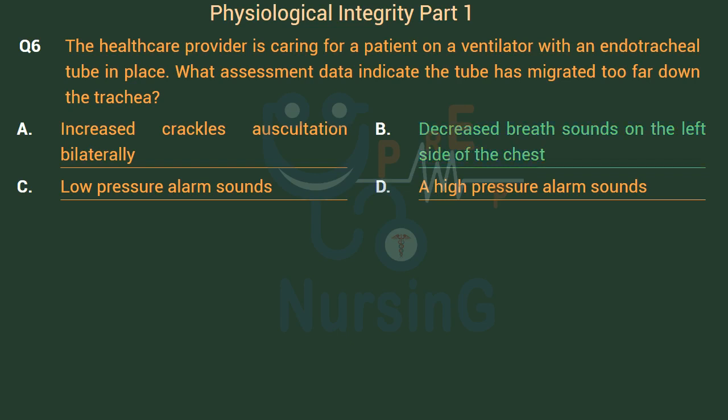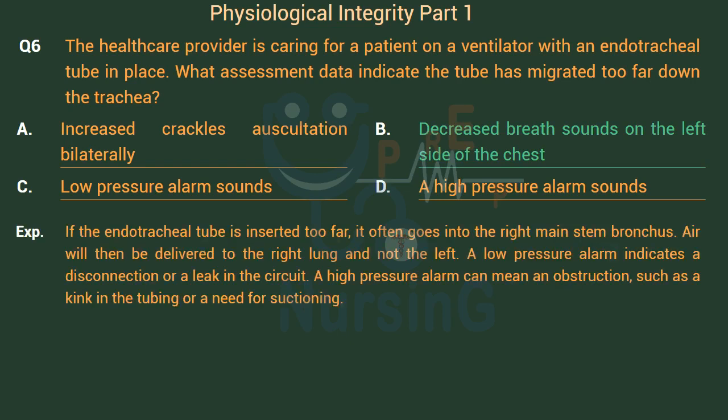Decreased breath sounds on the left side of the chest. If the endotracheal tube is inserted too far, it often goes into the right main stem bronchus. Air will then be delivered to the right lung and not the left. A low pressure alarm indicates a disconnection or a leak in the circuit. A high pressure alarm can mean an obstruction, such as a kink in the tubing or a need for suctioning.